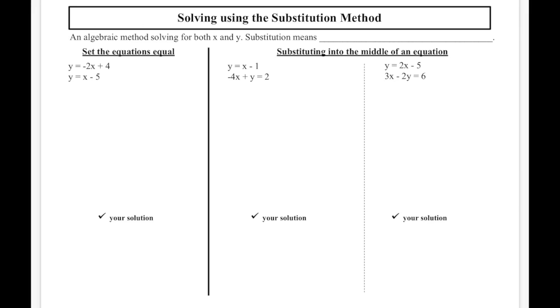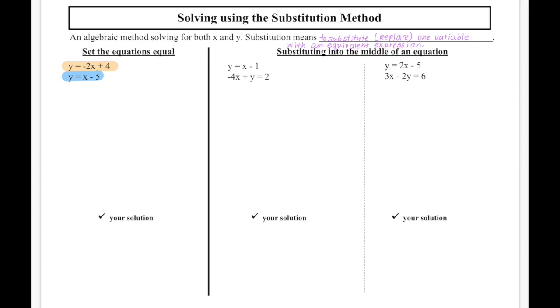Now we're going to spend some more time looking at systems of equations, solving using the substitution method. And substitution means to substitute or replace one of the variables in your equation with an equivalent expression. And that just means something that is equal to that variable. So the first situation we're going to look at is the simplest to solve.